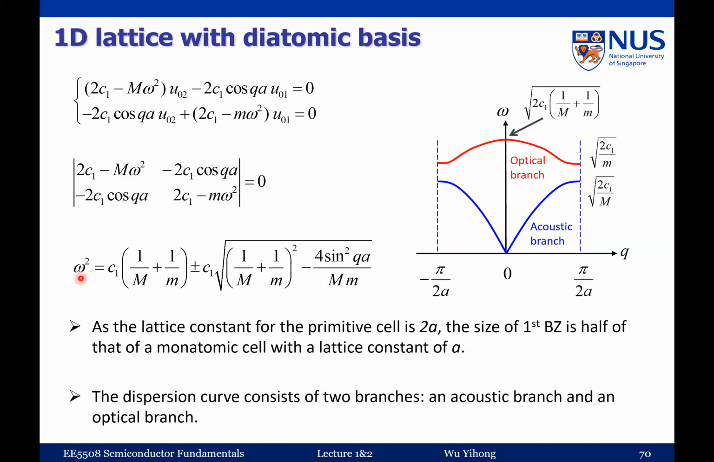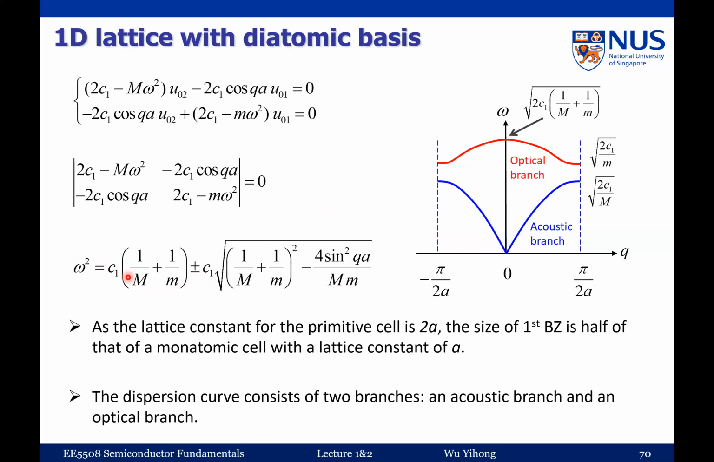Okay, so compared to the previous case, this is a little more complicated because we have two atoms with different masses. One is capital M, one is small m. And the most important thing here is that we have a plus and a minus sign. This means that we have two different types of dispersion curves. One is this equation with a plus sign, and the other is the one with a minus sign, right? So this will give you two different dispersion curves.